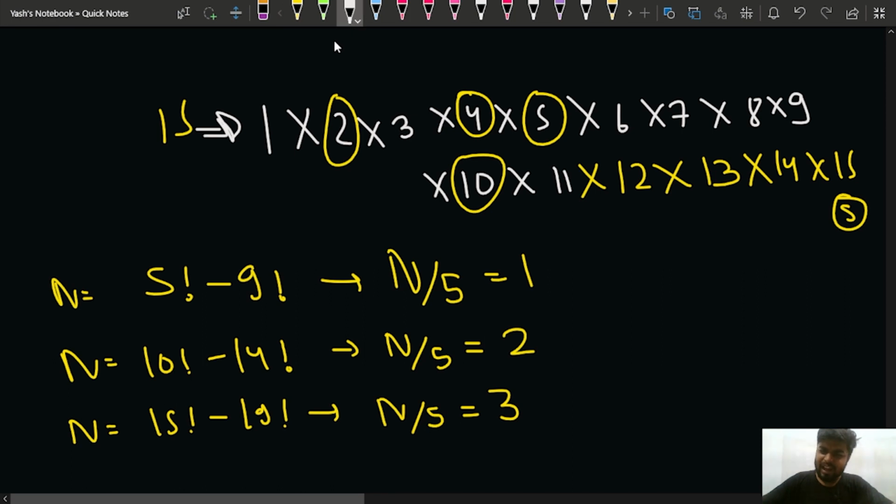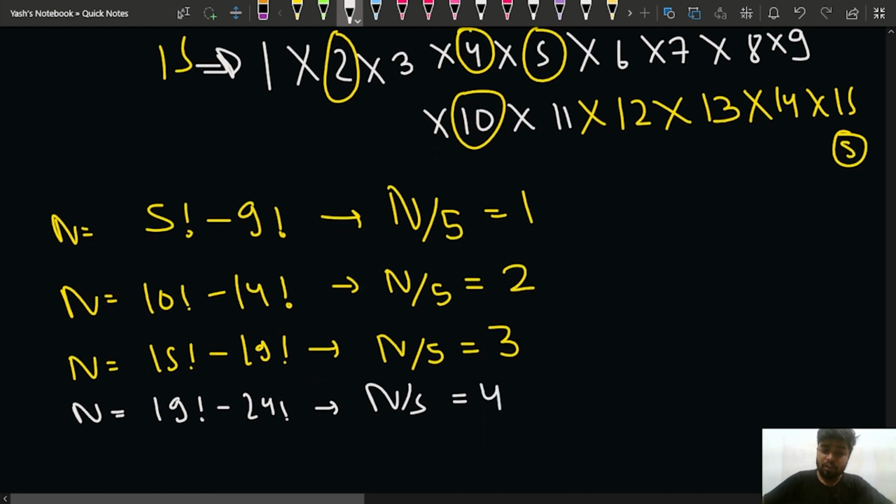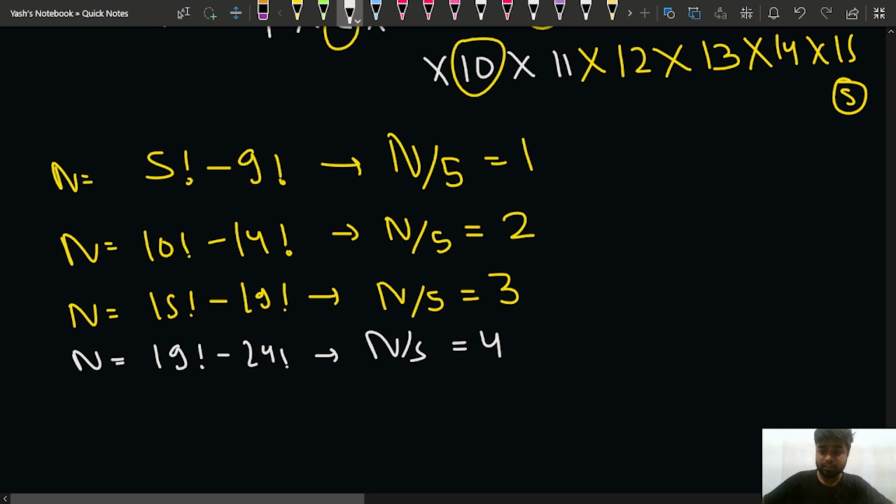But if I observe something more, let's see if n is something between 20 factorial and 24 factorial, still n divided by 5 will give me 4. So this means that a total of 4 pairs will be there, which means a total of 4 zeros will be trailing, right?